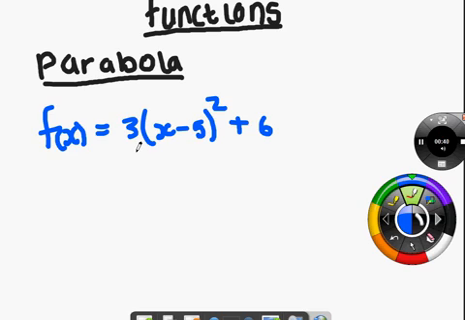Obviously there are two versions of this, and I'll show you the other version after this one. Now with this one, it's quite easy. The first thing you do is to determine the special property. So our special property in a parabola is the turning point.